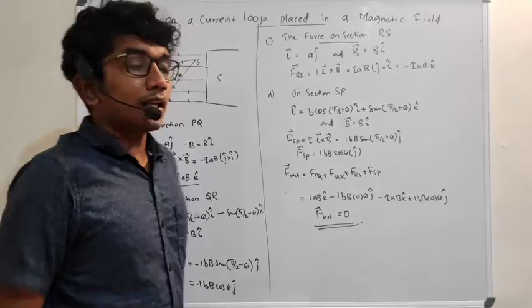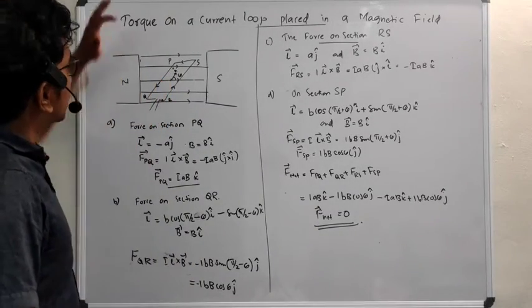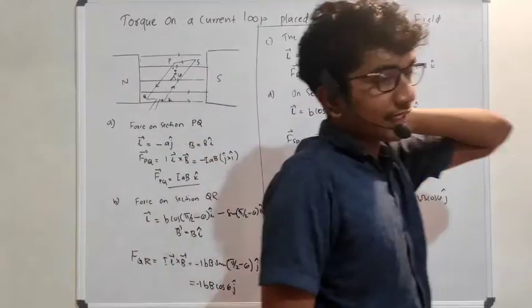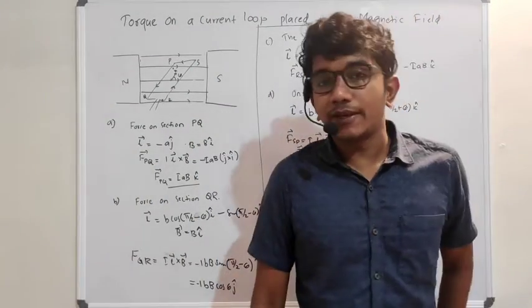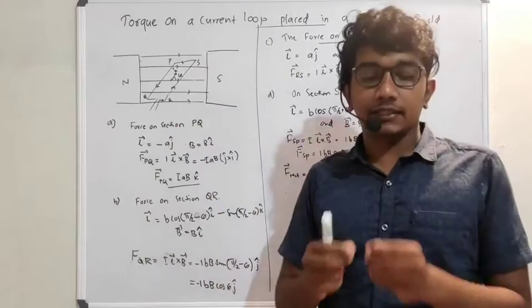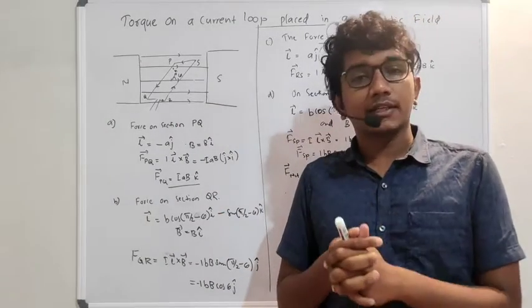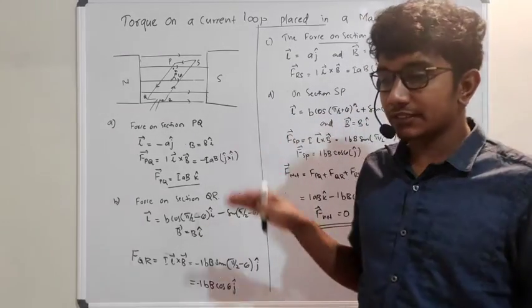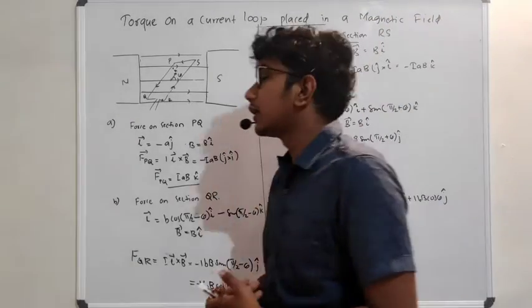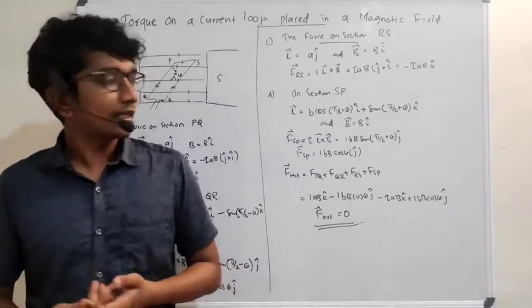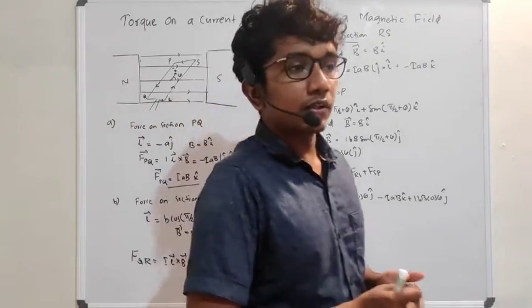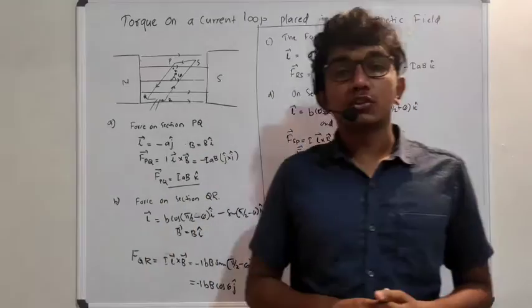Hi everyone. In the last class we were discussing the torque on a current carrying loop when it is placed in a magnetic field, where the area vector n is perpendicular to the field. Here n is not perpendicular to the field, so we will discuss it in two sections. First, we have to show that the net force acting on it is equal to 0. Then we will move on to the torque section.